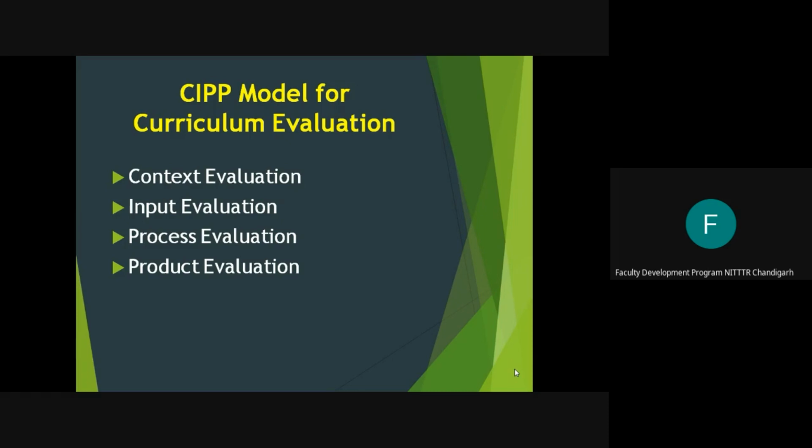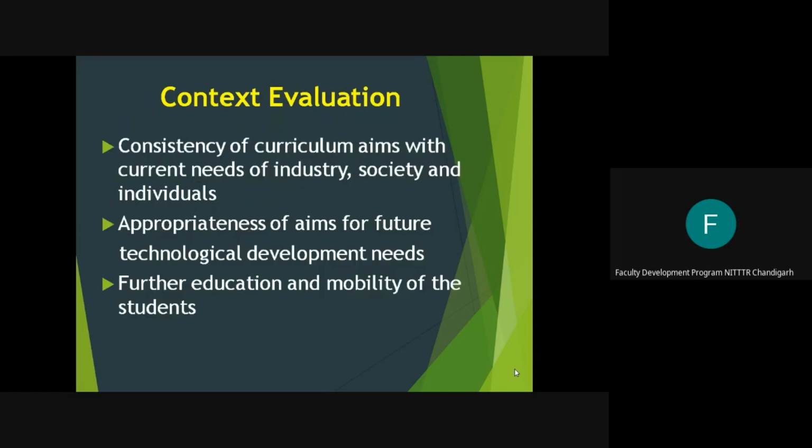Okay. So first of all, what is context? All the time we have to keep in mind my focus is on curriculum. I am evaluating a curriculum. Have a picture in your mind that I am evaluating a curriculum. So the first aspect is my context. What am I evaluating in the context? In the context part, what am I checking?